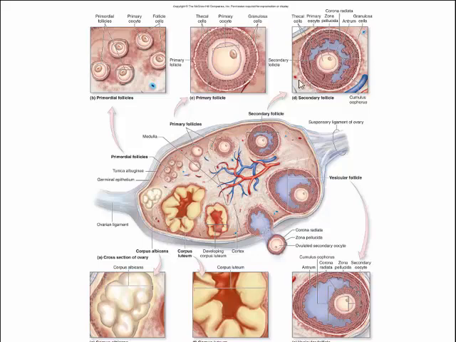The outer layer of the follicle is a layer of connective tissue. These cells are called thecal cells. They form the theca, or shield, outer layer of the follicle.